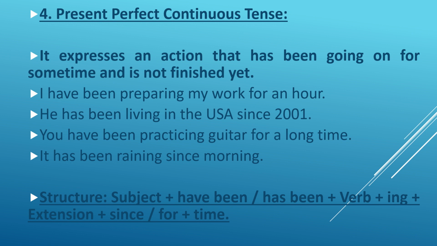And if it is a period of time, I have been preparing my work for an hour. For, that is a period of time. When we want to indicate a period of time, then you have to use for. Otherwise, if it is a point of time, then we should use since, and then a time frame should be there. So the structure: subject plus have been or has been plus verb ing plus extension plus since or for plus time. So these are all about present tense, and in the next class I will show you how to change the tenses between the present tenses.